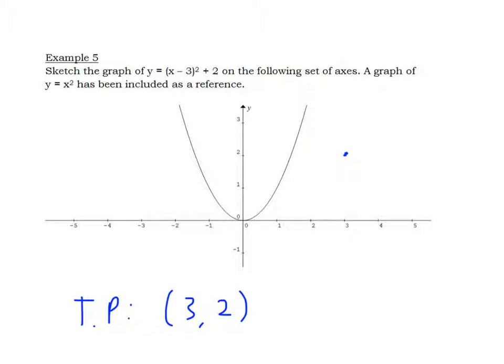So once you've found your turning point, it's quite easy because there's no dilation, so it just keeps the same shape. So just try and draw it roughly the same as the original graph there. And there's your answer.